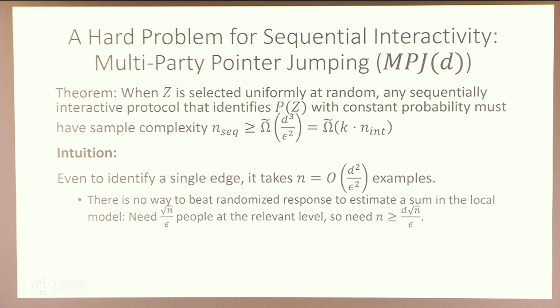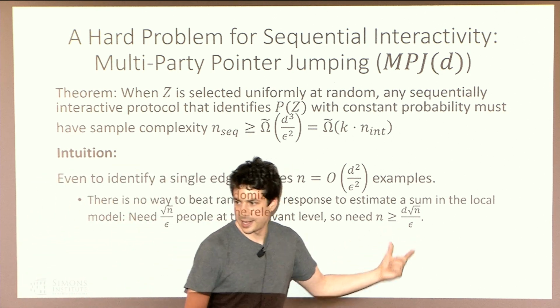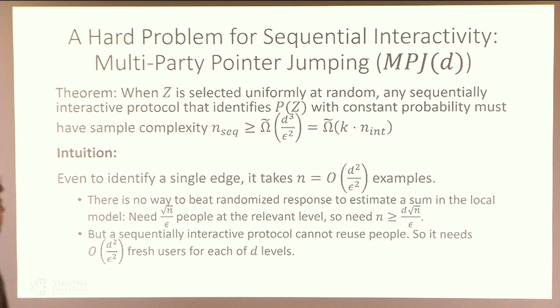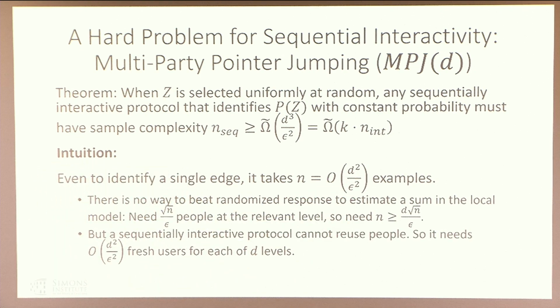Okay. So you sort of need root n over epsilon people at the relevant level, but when I sample a person, the chance that they're at the relevant level is only 1 over d. So to guarantee that you're going to have that, you sort of need d times root n over epsilon people. Okay, which means that you sort of need d squared over epsilon squared examples to answer this question at each step.